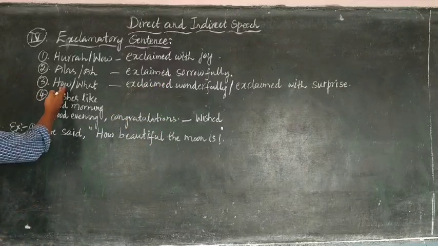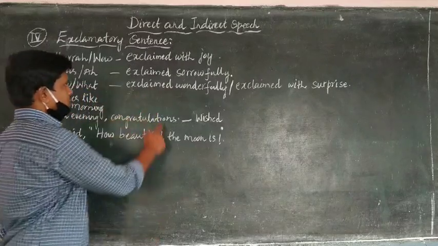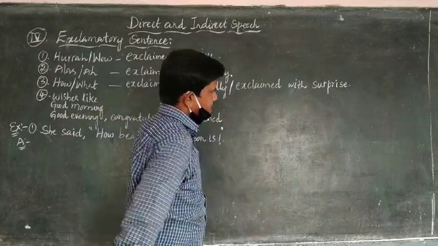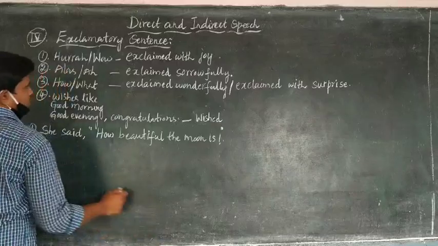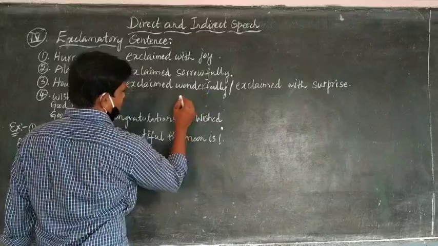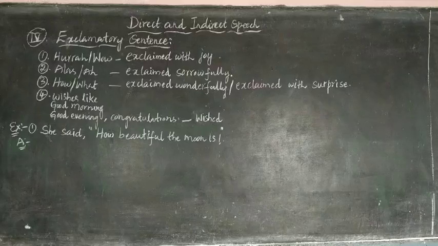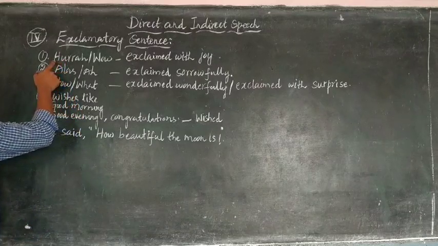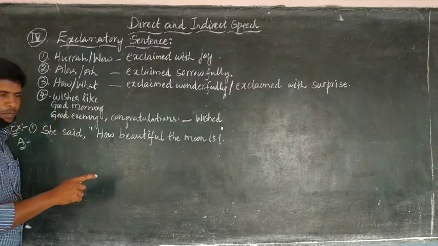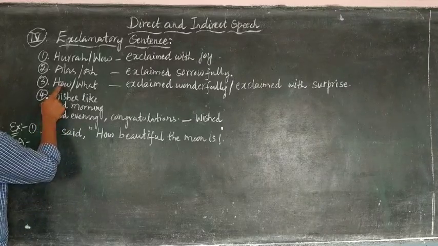Okay. So wow, how and what. If you see this, so you have to write here any one you can write exclaimed wonderfully or exclaimed with surprise. Here exclaimed wonder also you can write. Exclaimed wonder or exclaimed wonderfully. Okay. So already we have seen 1 or 2 examples using hurrah and alas. And wishes also we have seen, good morning. Right. So now we are going to see using how and what.